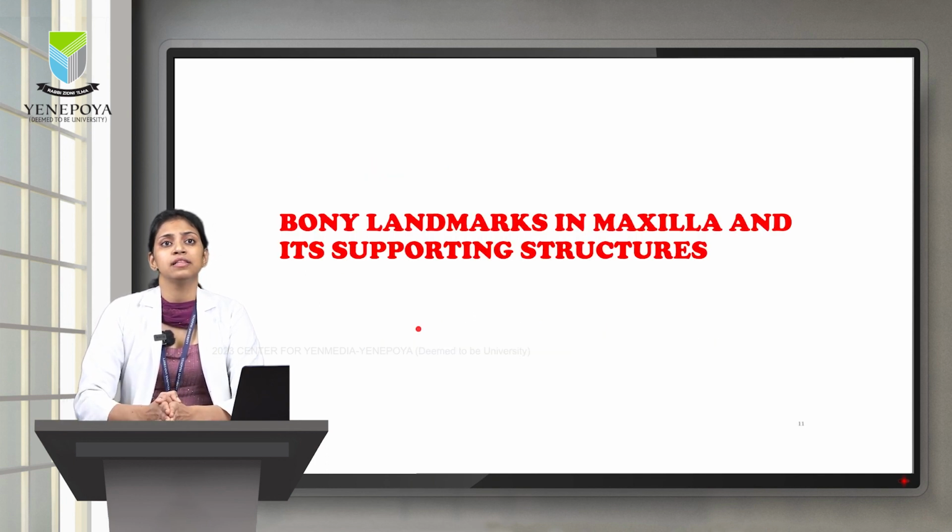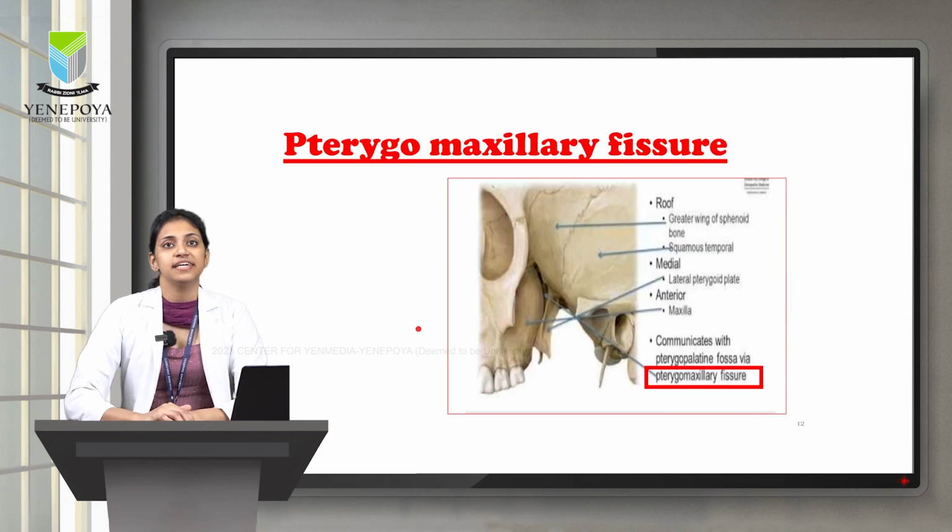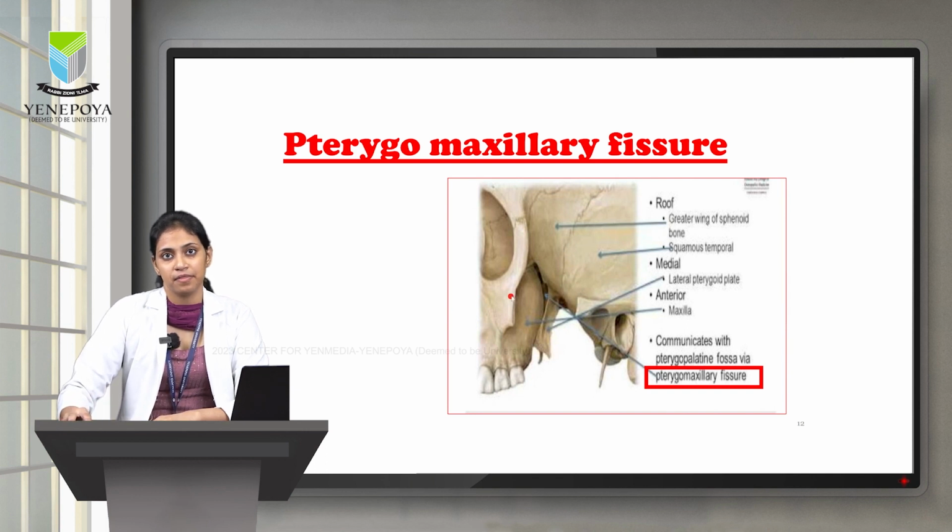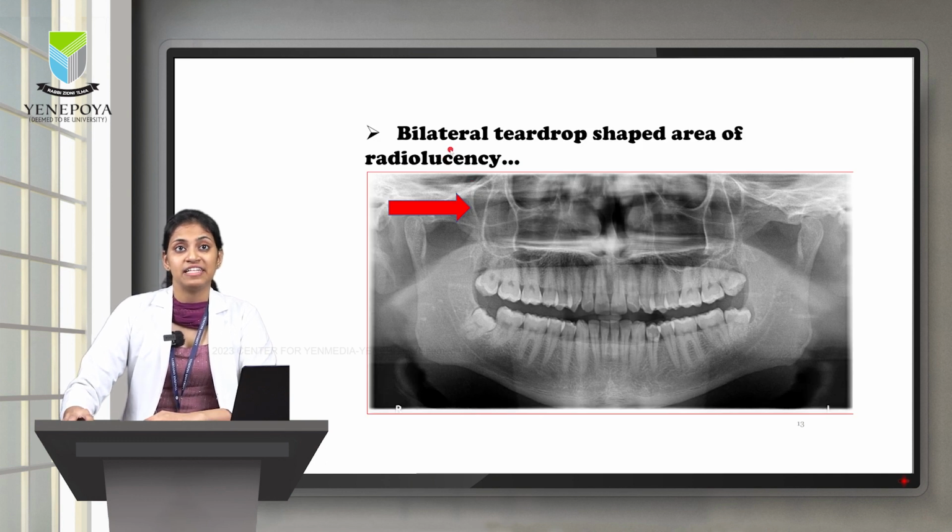Now, we will see the bony landmarks in the maxilla and its supporting structures. Pterygomaxillary fissure. It is a triangular shaped area which is seen as a lateral opening of the pterygopalatine fossa. This is a narrow cleft which separates the lateral pterygoid plate, that is this, from the maxilla. On a panoramic radiograph, it appears as a bilateral teardrop shaped radiolucency.